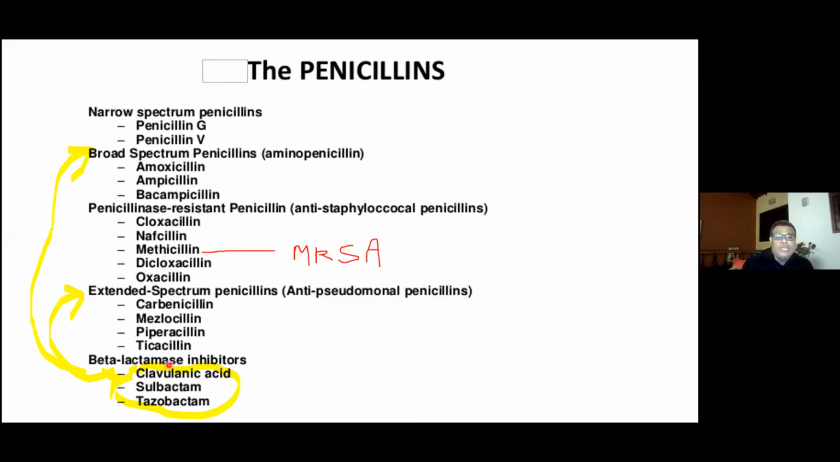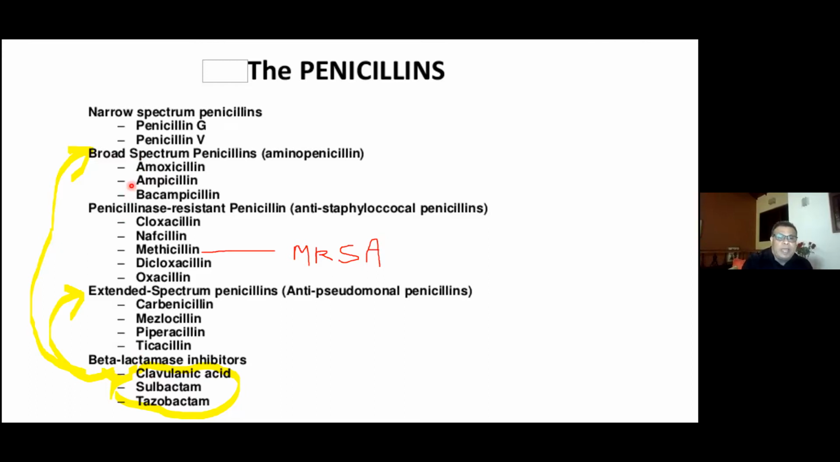So here you have beta-lactamase inhibitors, that is penicillinase enzyme inhibitors: clavulanic acid, sulbactam, and tazobactam. Actually, these medications are used in combination with broad spectrum penicillin or extended spectrum penicillin. For example, you have amoxicillin and clavulanic acid preparation. That is more effective than amoxicillin. And of course, they have a synergistic effect because one enhances the other's activity. That is a well-known product in the market, amoxicillin, clavulanic acid.